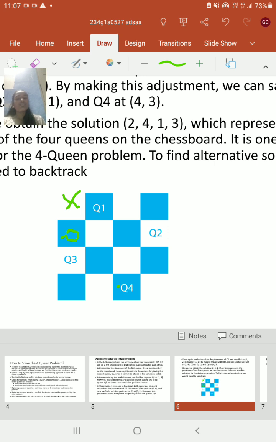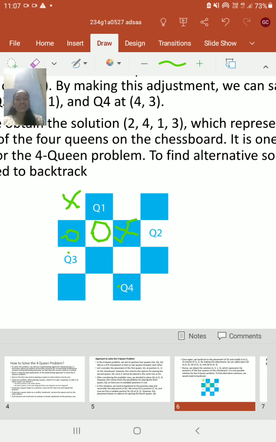No, we won't have any chance. Is there any chance to place q2 here? No, we won't have any chance. Is there any chance to place? Yes, we can place q2 here. If you place q2 here, now check where you have to place q3.